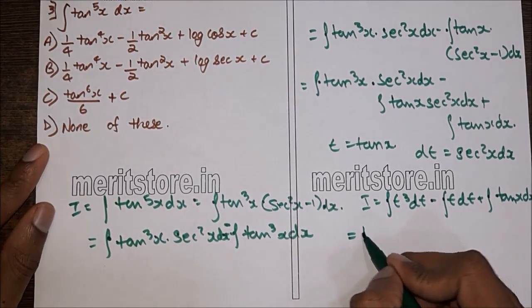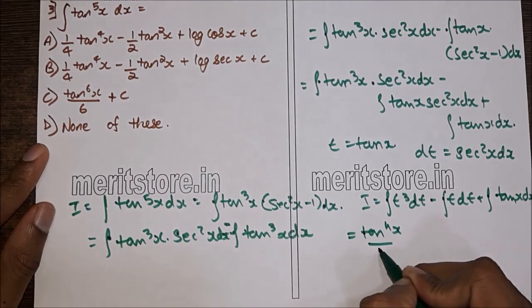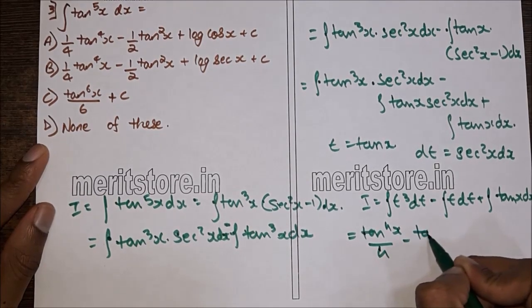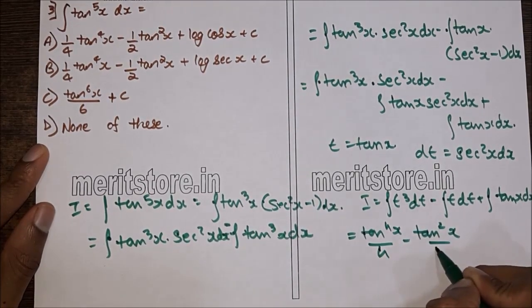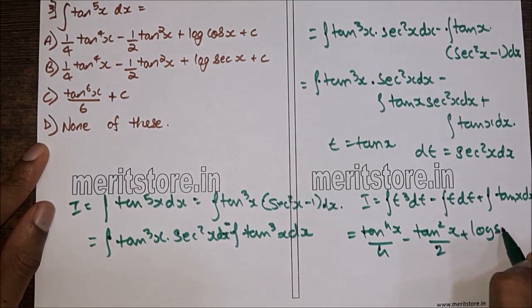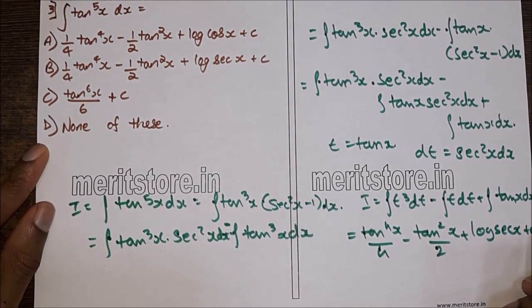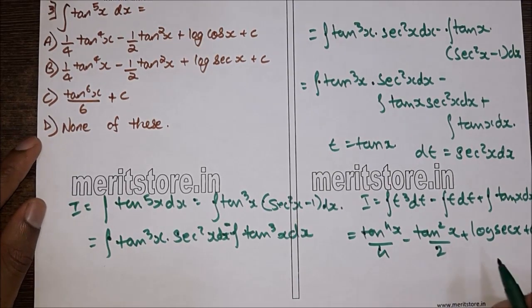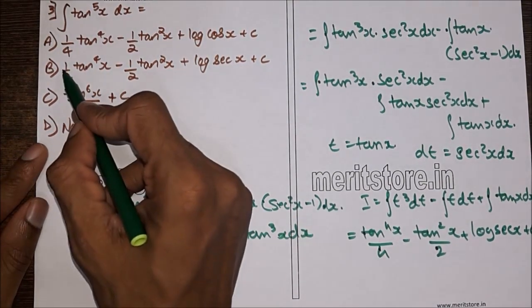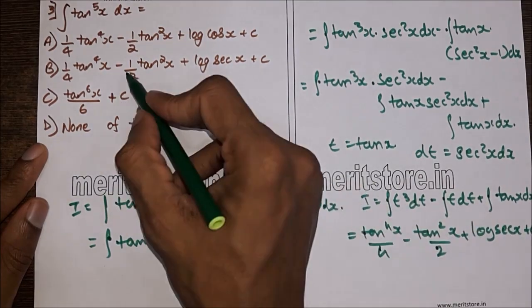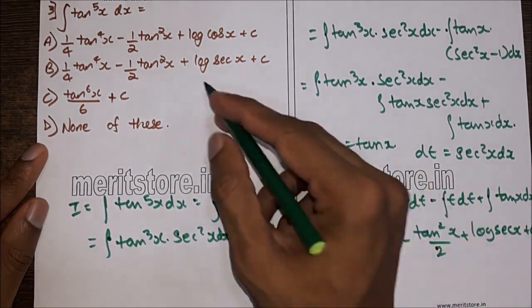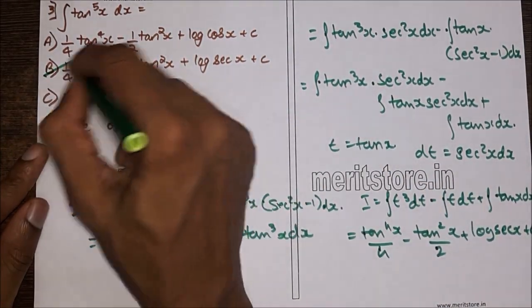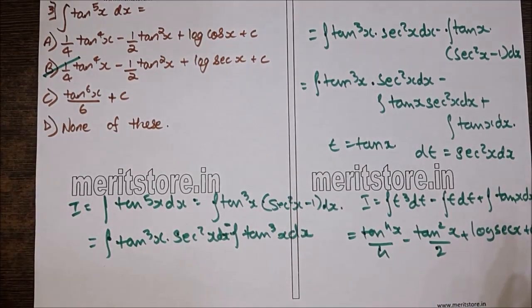For integrating, we get tan raised to 4 x upon 4 minus tan square x upon 2 plus log sec x plus c, which, if we see, our answer matches with option B, that is 1 by 4 tan raised to 4 x minus 1 by 2 tan square x plus log sec x plus c. Therefore, option B is the correct answer.